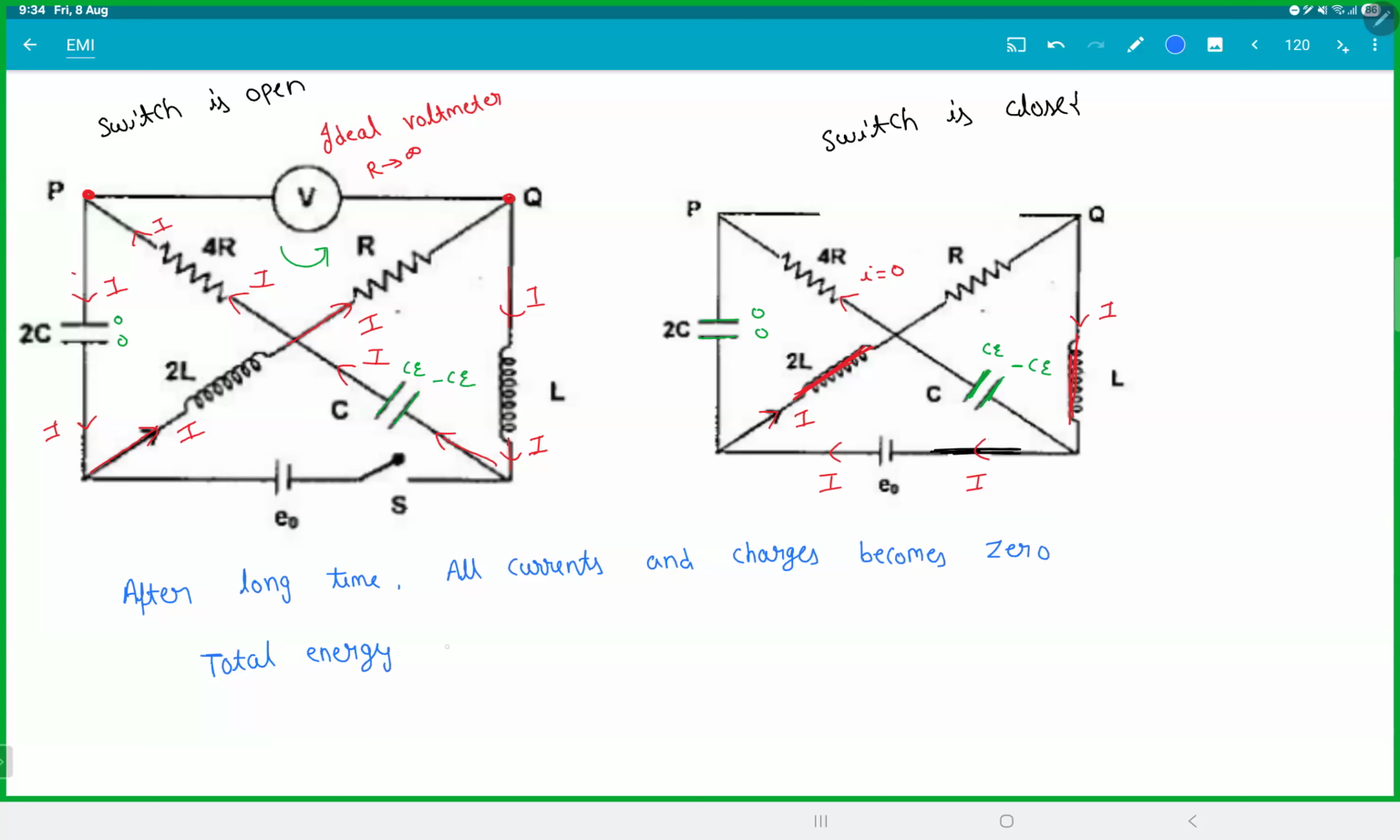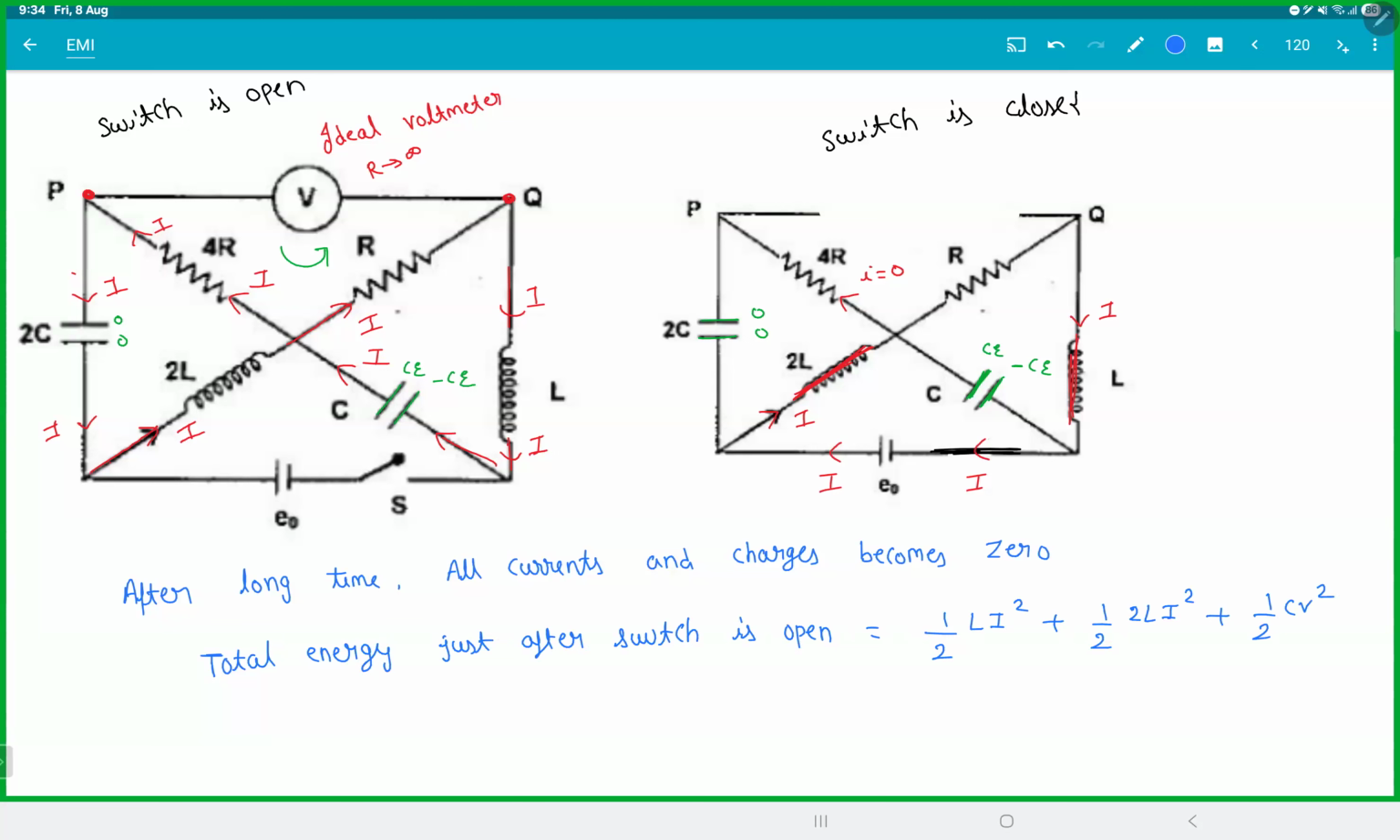The total energy just after the switch is open: we have two capacitors and two inductors. So the energy will be half Li square plus half 2Li square plus half CV square. The other capacitor is zero.